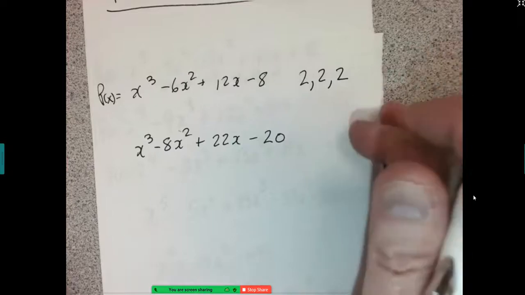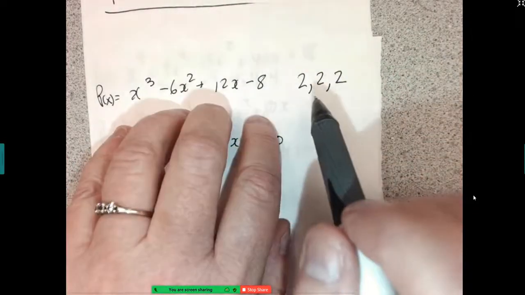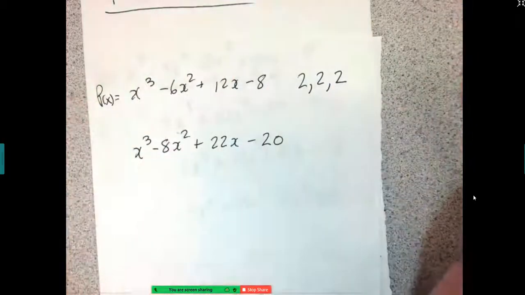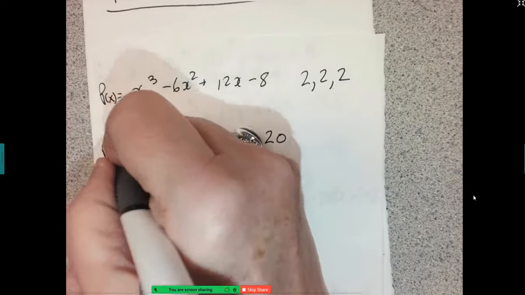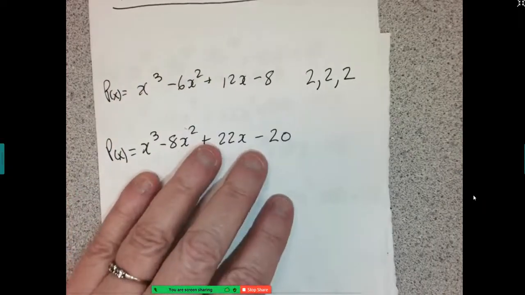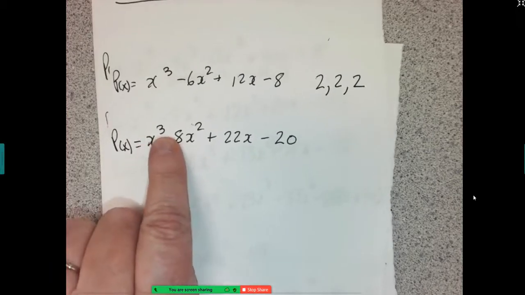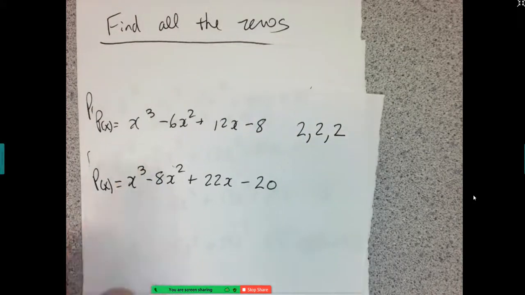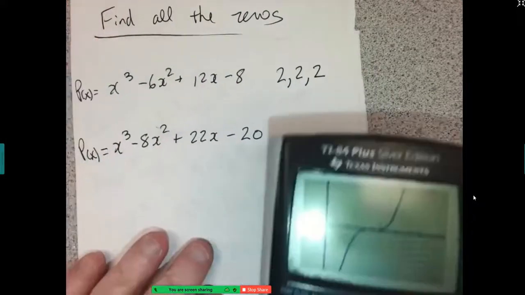Now, we could certainly check that with synthetic division. You could divide this by x minus 2 three times. I'll leave that for you guys to do. But now, what if we've got something like this, and you're asked to find all of the zeros? Well, it has degree 3, so it's going to have exactly 3 zeros if we count any repeated ones, the number of times they're repeated.